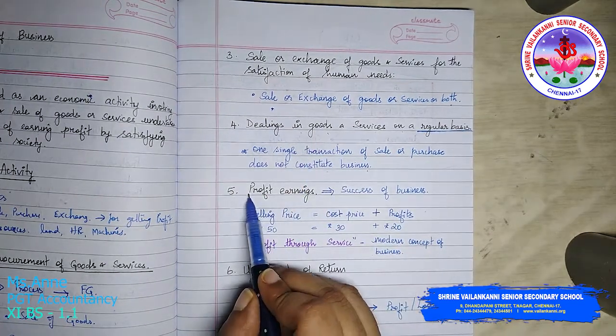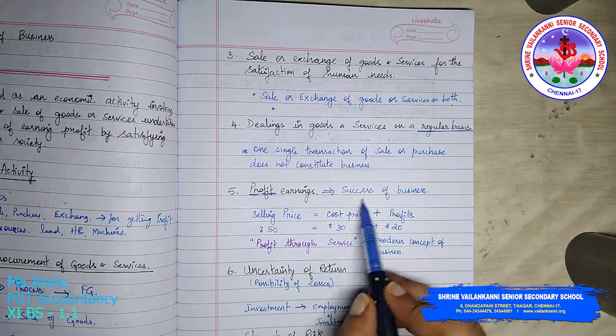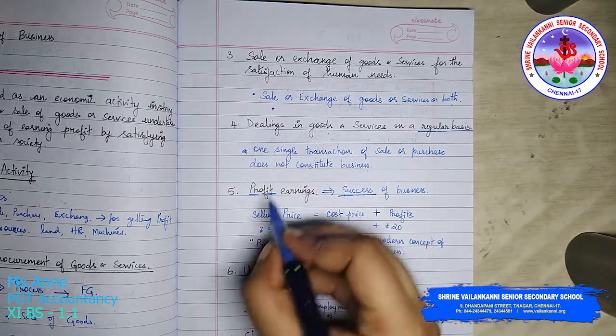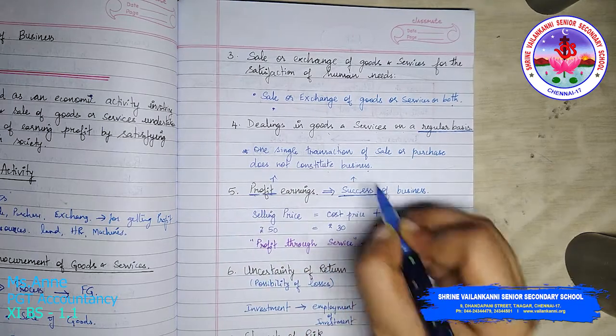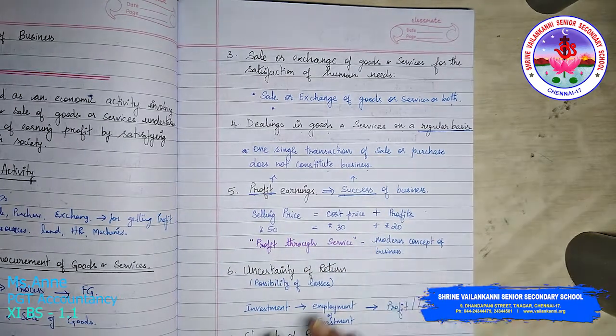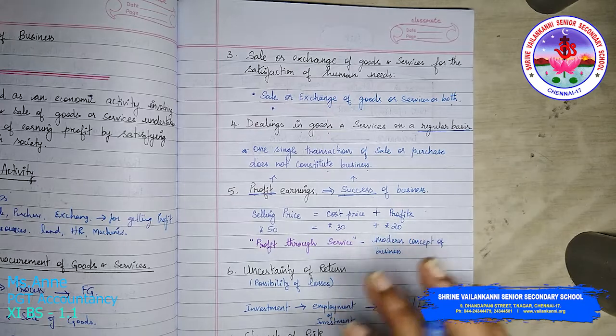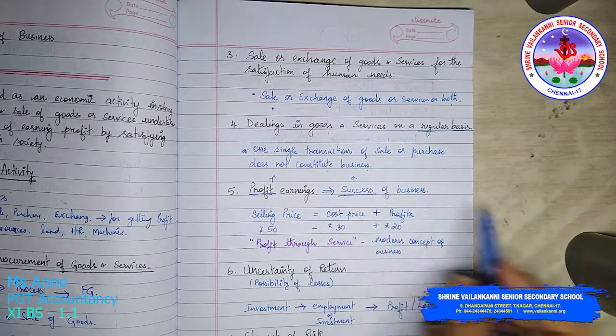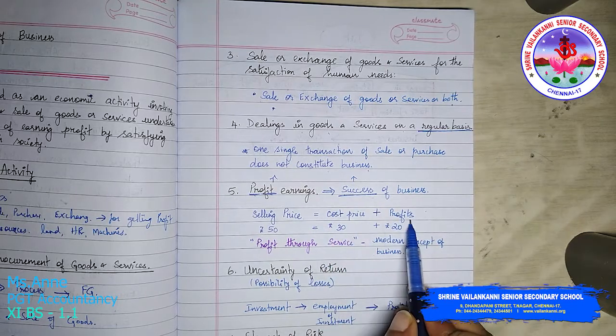Then there should be a profit element. Profit earning is very important, and it is equated to the success of the business. If you have more profits, obviously you have more success. If you have less profits, it is more or less no success. So selling price of anything will be equal to cost price plus profits.